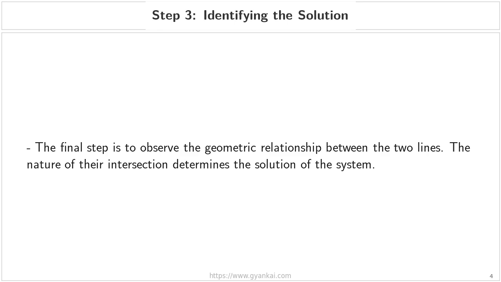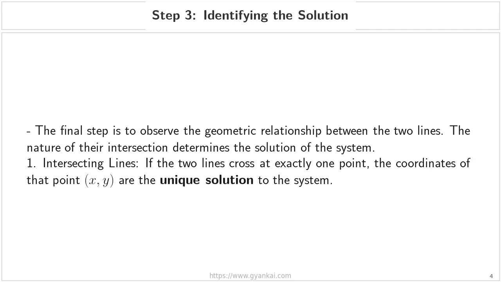Step 3. Identifying the solution. Now that we have successfully plotted both lines on our Cartesian plane, as we discussed in the previous step, we move to the final and most crucial part of the process, identifying the solution. At this stage, we aren't just looking at lines, we are looking for the geometric relationship between them. The way these two lines interact, whether they cross, run parallel, or overlap, is exactly what tells us the nature of the solution to our system of equations.